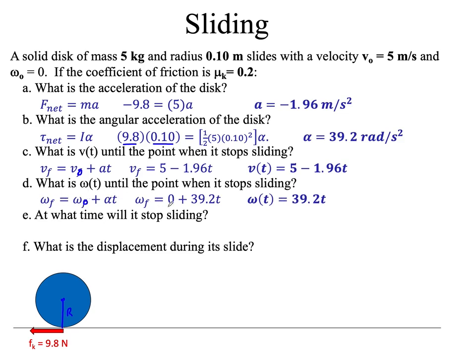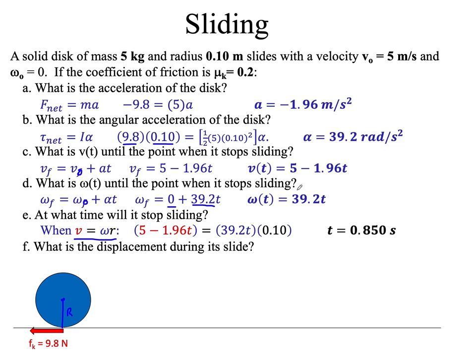In this case, the initial omega is 0. We know the angular acceleration is positive 39.2 radians per second squared. And so we get omega at any given time up to when it stops sliding. It increases at this rate. So the question is, at what time will it stop sliding? Well, we know it stops sliding when this equation is going to be true.